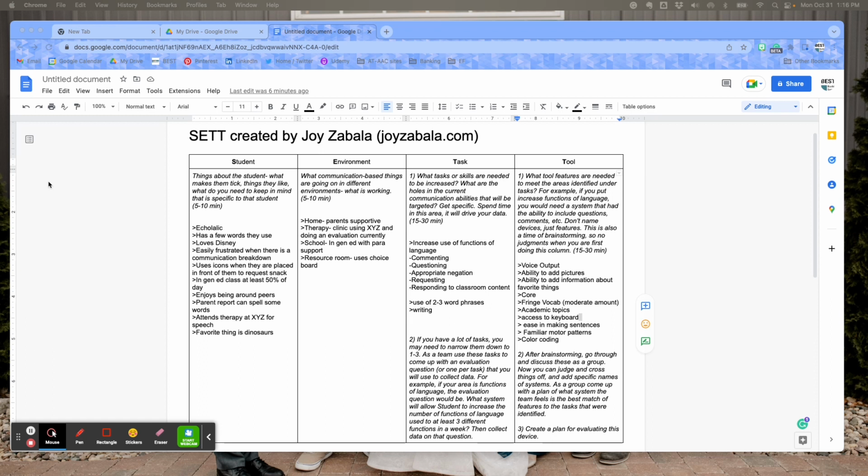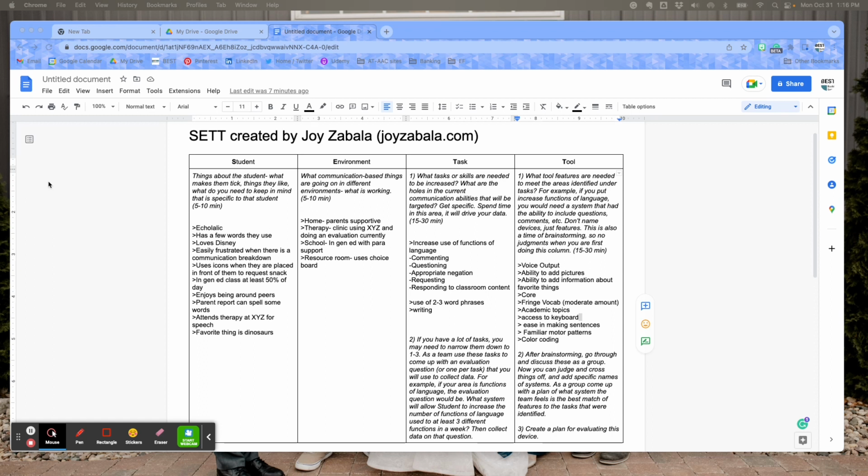So maybe in the home, the parents are very supportive. They use visuals. They take the student to therapy. What are those different things? Maybe the student goes to therapy, and when they're in the clinic, they are using a certain communication device. So that's something to keep in mind. They have para support when they're at school. So, what are those things in the environment that you need to keep in mind?